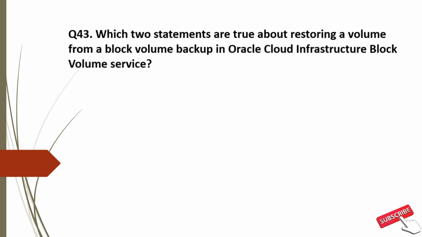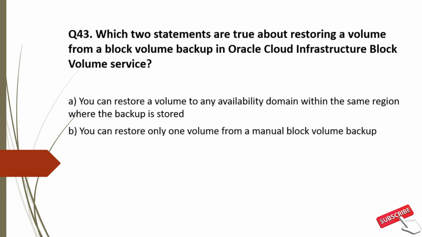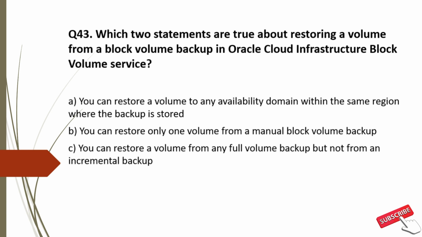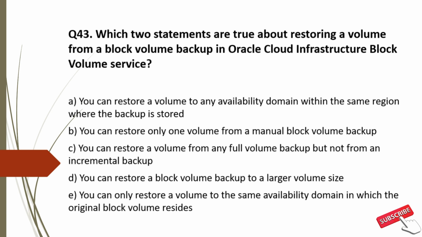Question 43. Which two statements are true about restoring a volume from a block volume backup in Oracle Cloud Infrastructure block volume service? And the options are A. You can restore a volume to any availability domain within the same region where the backup is stored. B. You can restore only one volume from a manual block volume backup. C. You can restore a volume from any full volume backup but not from an incremental backup. D. You can restore a block volume backup to a larger volume size. And E. You can only restore a volume to the same availability domain in which the original block volume resides.